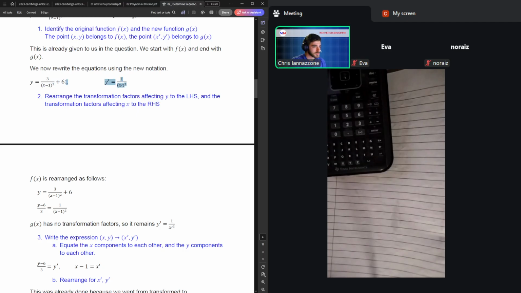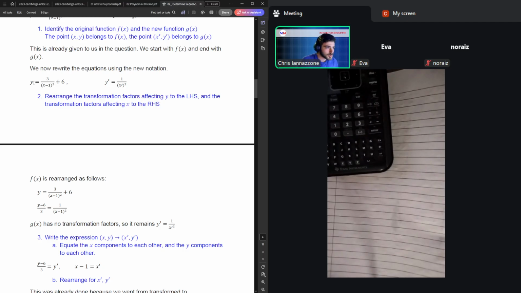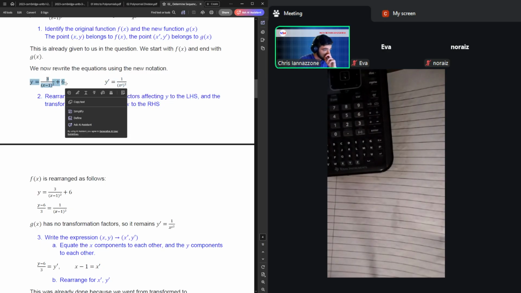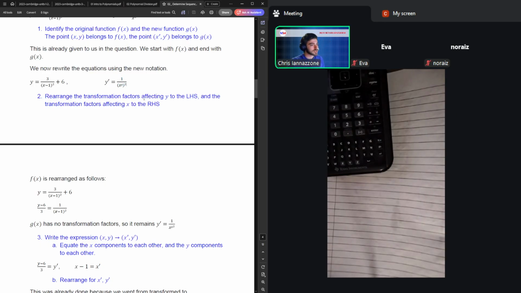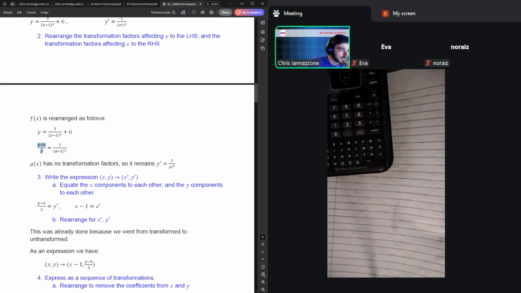From there, once you've got your notation the right way around, look at both of these functions and rearrange everything that is a y transformation to the y side. So in this case, the left-hand side. The only thing that has any transformations is going to be the original function. This has got nothing attached to it. It's just a truncus. So we're going to do our subtraction of 6 and our division of 3. That would be the dilation factor of 3 and the vertical translation of 6, respectively.